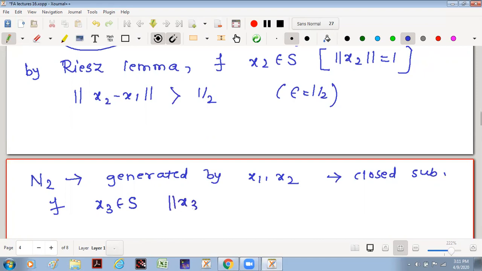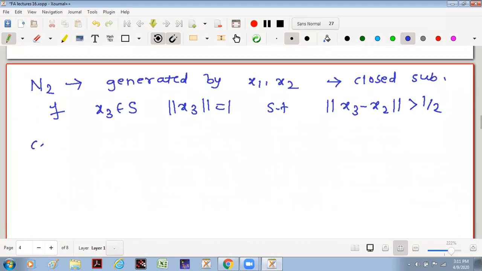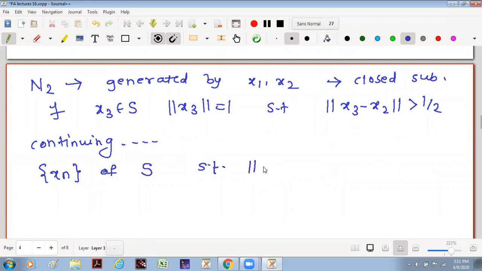That is, norm of x3 is equal to 1, such that norm of x3 minus x2 is greater than 1 by 2. And just continue the process. Continuing in this way, there exists a sequence xn of elements of S such that norm of xm minus xn is greater than 1 by 2. What does this mean? The distance between any two points of the sequence is greater than half.